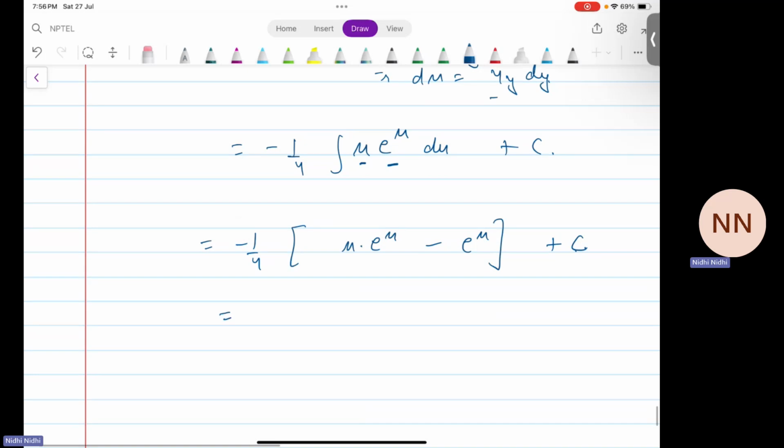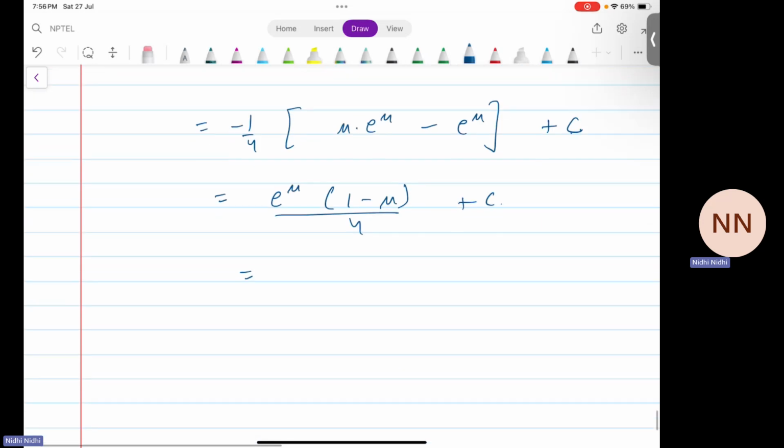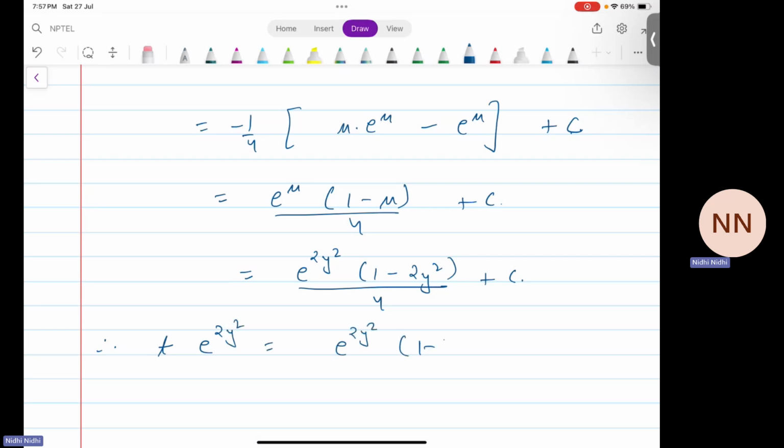Taking e to the power u to be common, we get 1 minus u by 4 plus c. Replacing the value of u, what was u? u was 2y square. So this is e to the power 2y square, 1 minus 2y square by 4 plus some constant c. Therefore, our solution is t e to the power 2y square is equal to e to the power 2y square, 1 minus 2y square by 4 plus c.